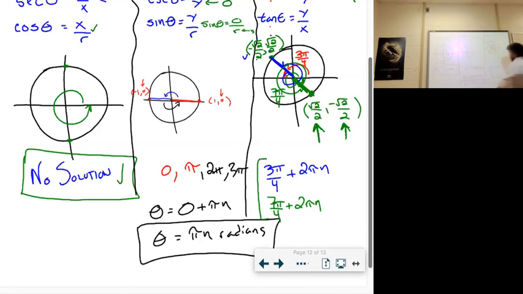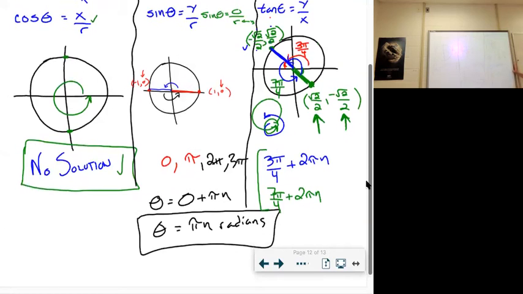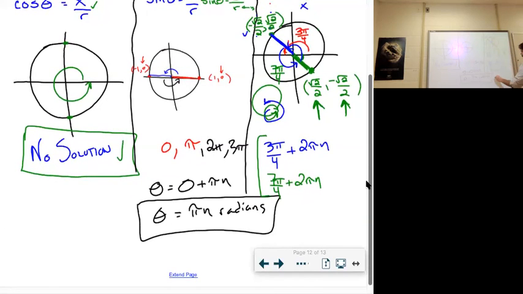But we can generalize this and make it a little easier, because if you pay attention to what's happening here, every half a rotation from that first initial blue angle, that's a half rotation, I'm at another solution. I go another half rotation, I'm back at another coterminal angle that gives me the same solution. So we can generalize this and just say 3 pi over 4 radians plus pi n radians. Every half a rotation around the circle, we're back. So you can say theta is all 3 pi over 4 plus pi n radian angle measures.